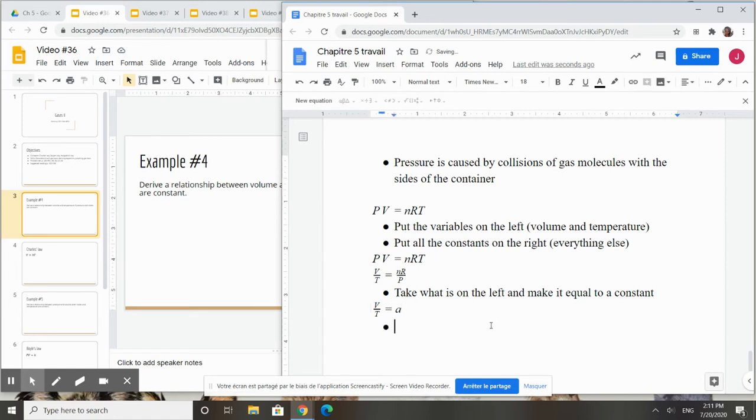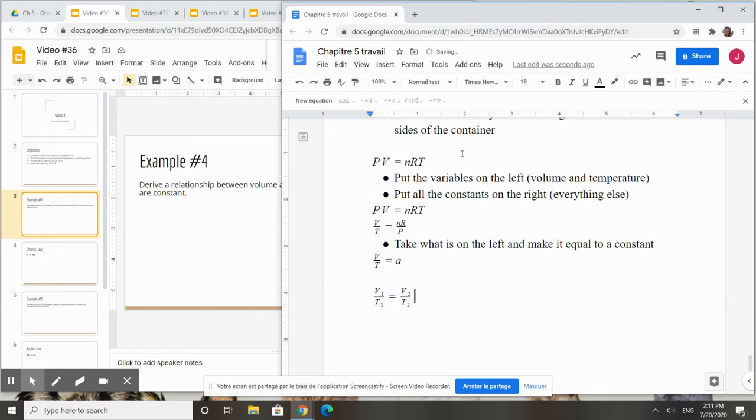But in terms of actually doing problems, it's probably going to be easier if I just show it: V1 over T1 is equal to V2 over T2. So I've just mathematically derived this. When I say 1 and 2, I really mean initial and final. So initial volume over initial temperature is equal to final volume over final temperature. The goal is that you could derive this relationship just from PV equals nRT.